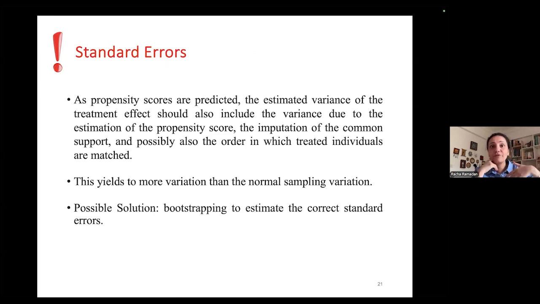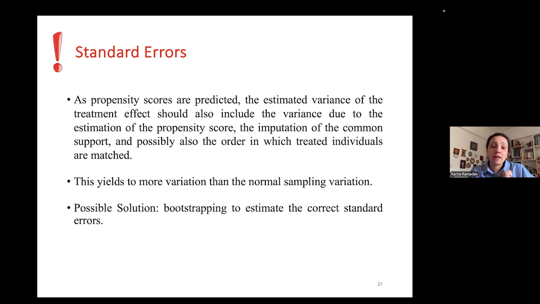Okay. One important thing to consider here is that if we return to the steps, we have kind of two steps. We first estimate a probit or logit model. We calculate this propensity score. We match individuals. Then we estimate the average treatment effect. So here you are using a predicted value, which will have an estimated variance, and then you will use it for estimating the treatment effect.